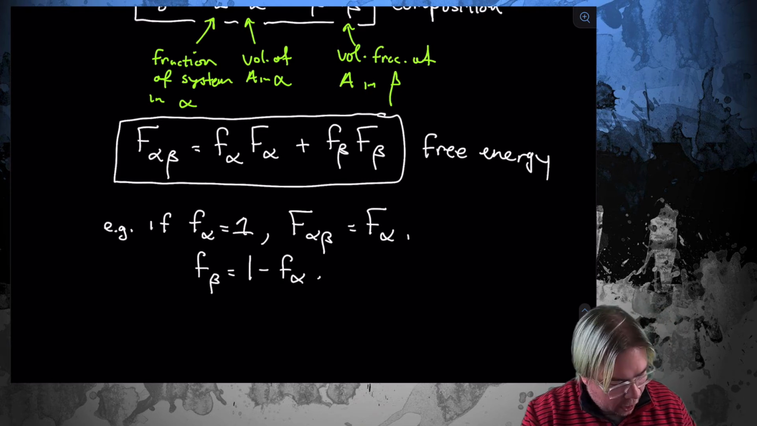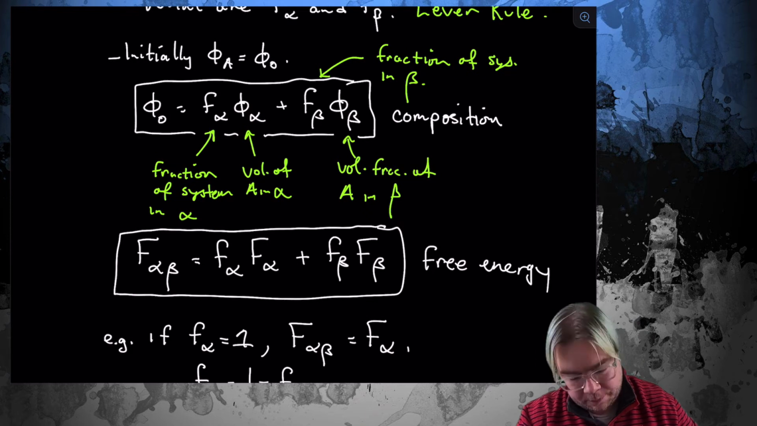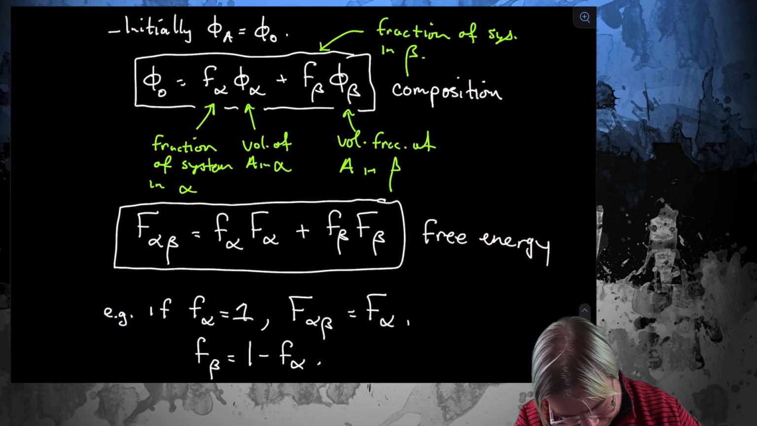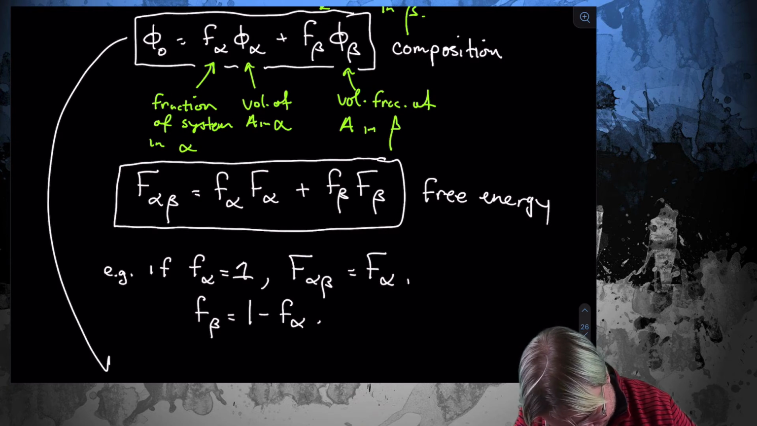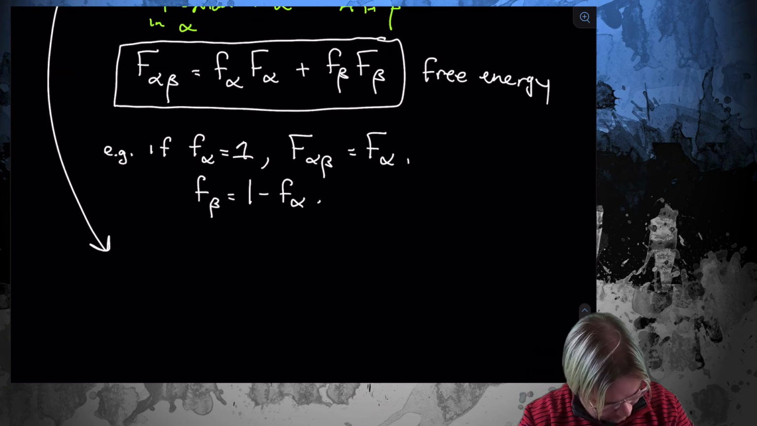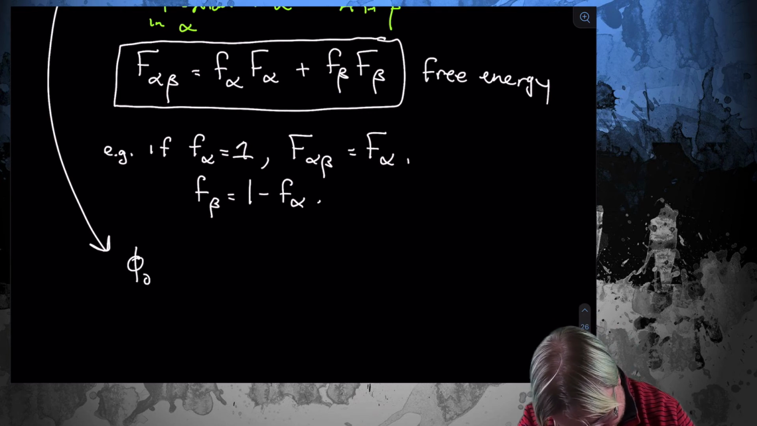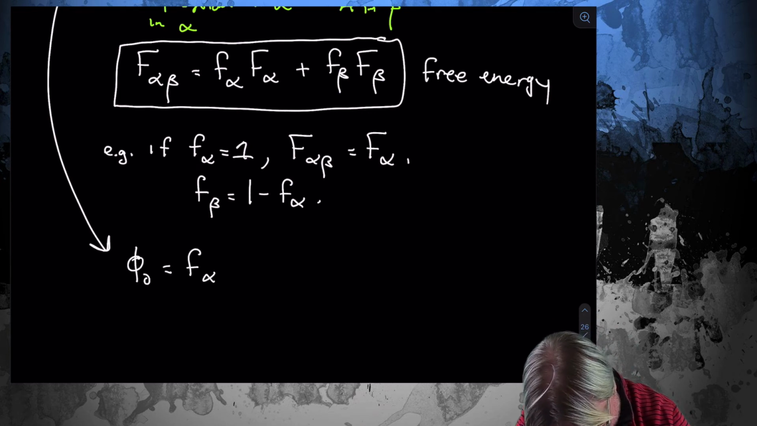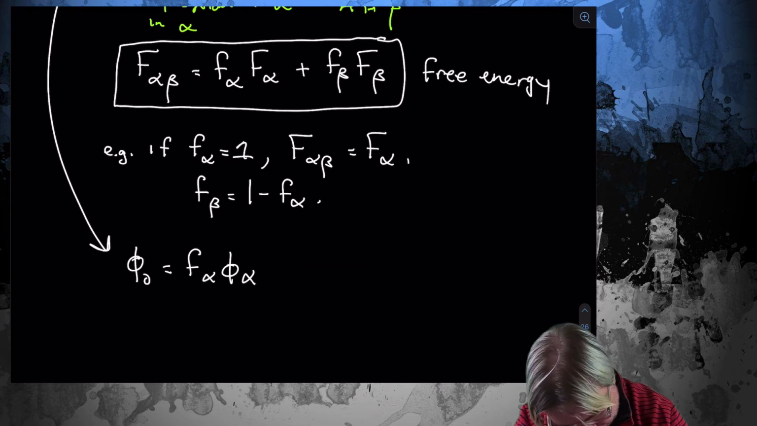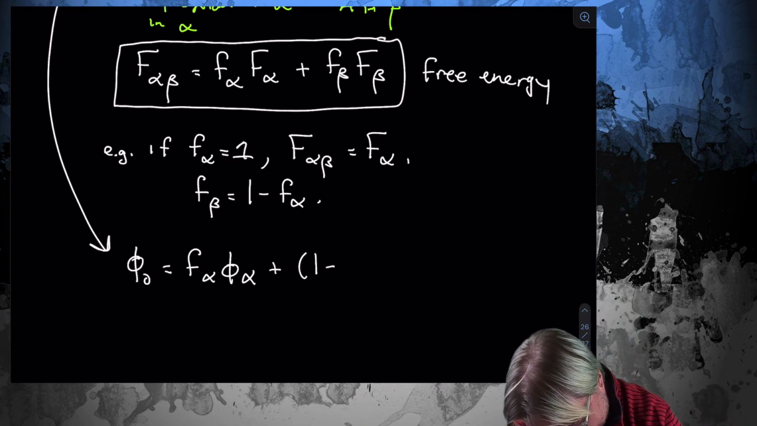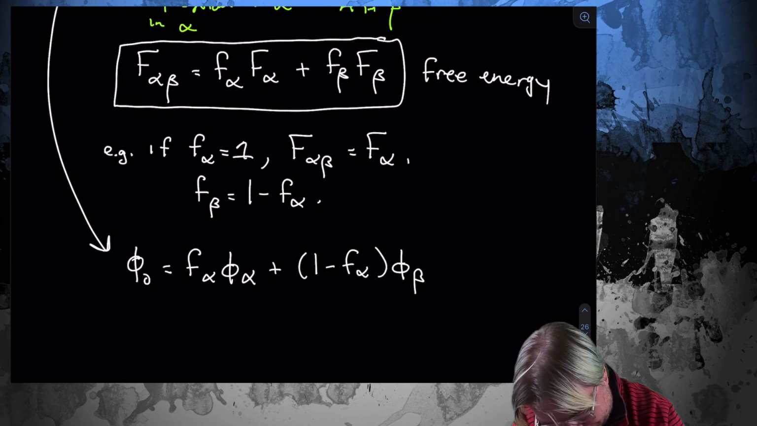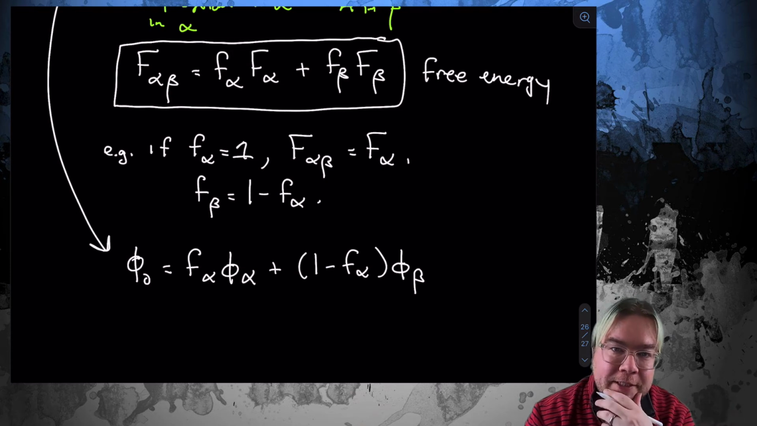Well, the way that we can calculate that is we can go back to our expression for the composition. So we can go from here down. And we can write that phi 0 is just f alpha phi alpha, plus we'll substitute in for f beta, so we'll get 1 minus f alpha times phi beta, is equal to the total amount of A that I have in my system, or the volume fraction of A that I have in my system.